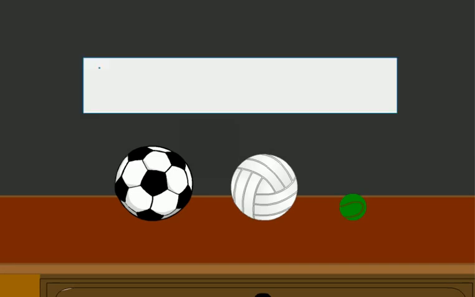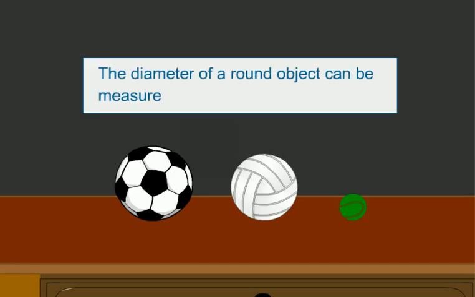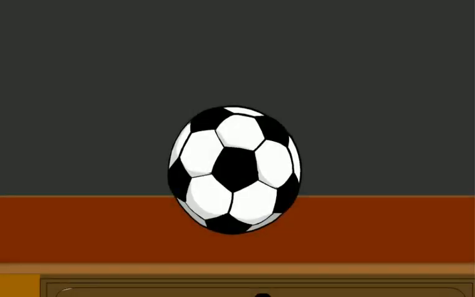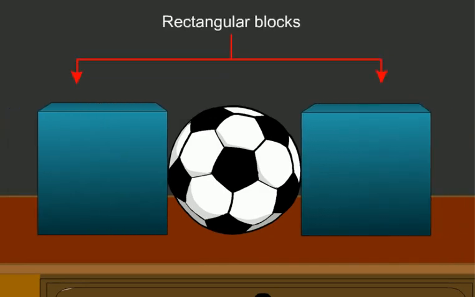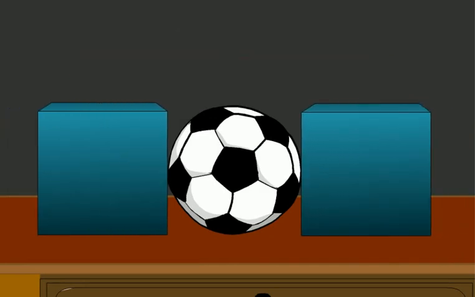Students, the diameter of a round object can be measured by using a meter scale. Look at this activity. Take a football whose diameter is to be measured. Now place the football in between two rectangular blocks. Place a scale between the faces of the two blocks touching the football.